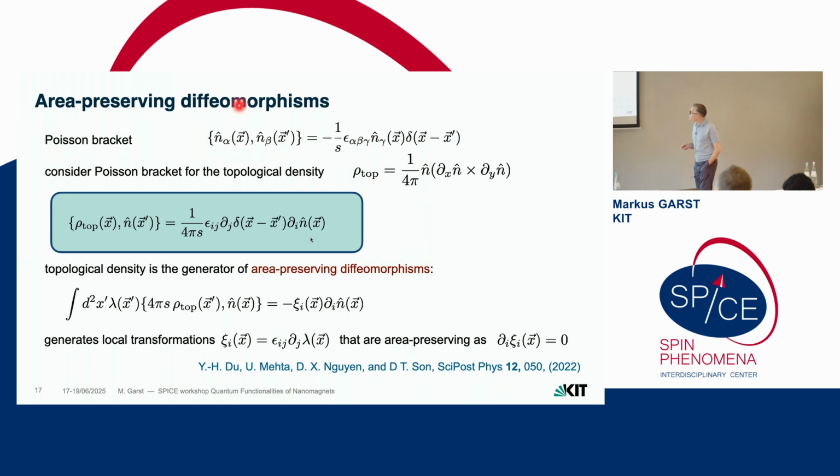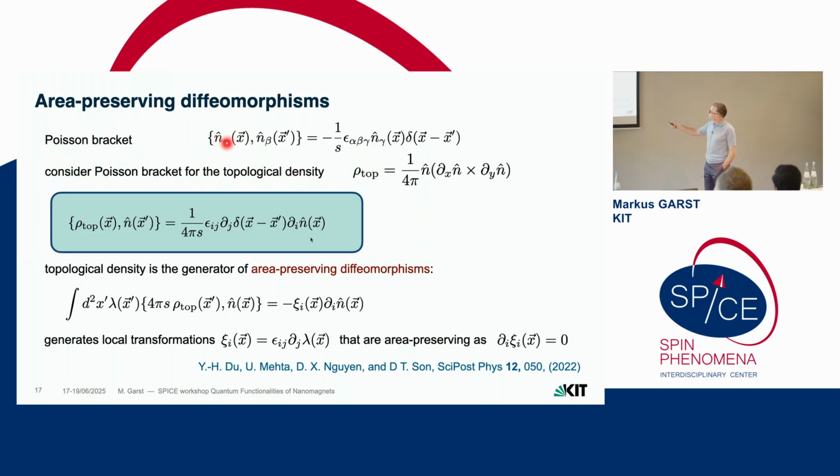And the keyword is area-preserving diffeomorphisms. So what is that? That is essentially a local transformation of the field theory, where you transform space locally such that the area is preserved, so you don't stretch the system. Yeah, so this is local. This is area preserving. Diffeomorphism means just a mapping from space to space.